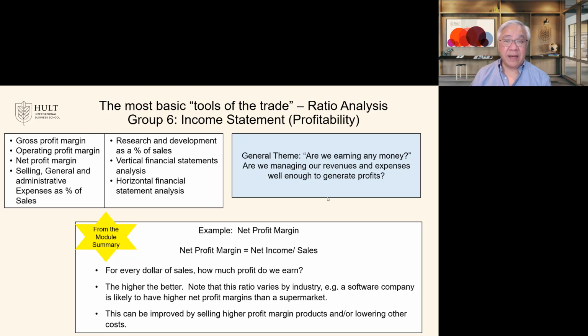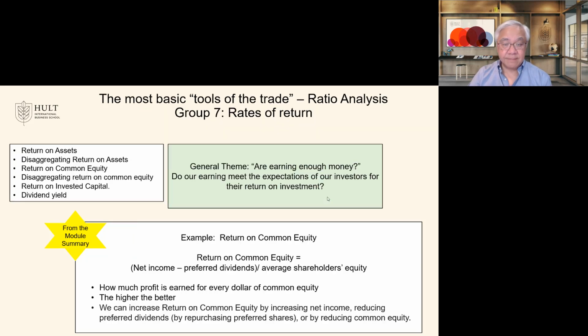So the higher is better, and the differences in ratios vary widely from industry to industry. For example, a software company that's well established could have very high profit margins, especially compared to a business that has low margins, such as the supermarket. So this can be improved by selling higher profit margin products and or lowering our operating costs.